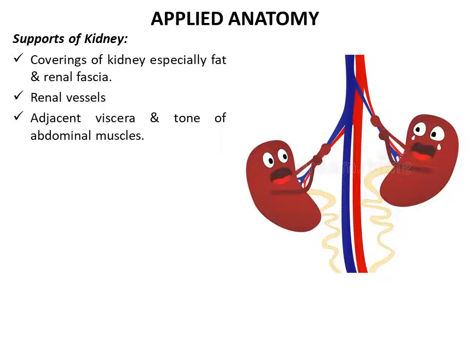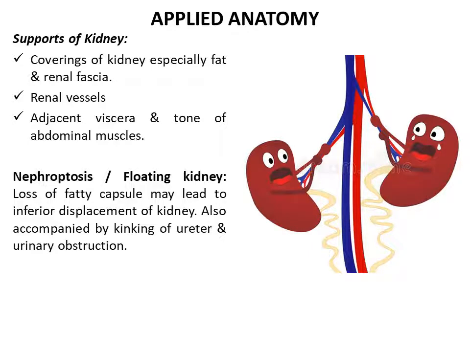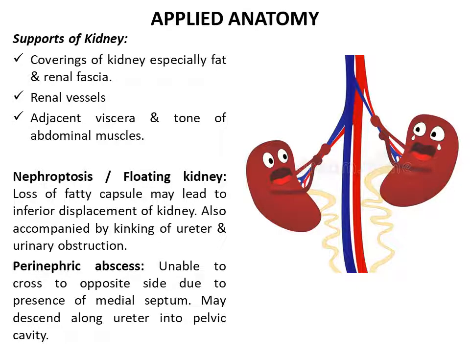A condition known as nephroptosis or floating kidney, that is a hypermobility of the kidney. This is associated with debilitating conditions in which the fatty capsule around the kidneys is lost. This may lead to inferior displacement of the kidneys, which may be accompanied by kinking of the ureters and signs of urinary obstruction. Such kidneys move up and down, however, they do not move from side to side within the renal fascia.